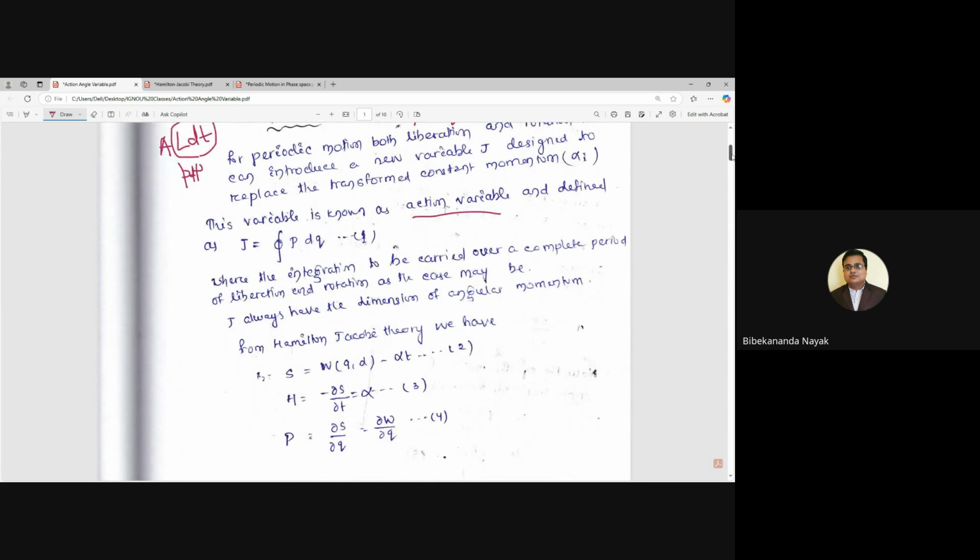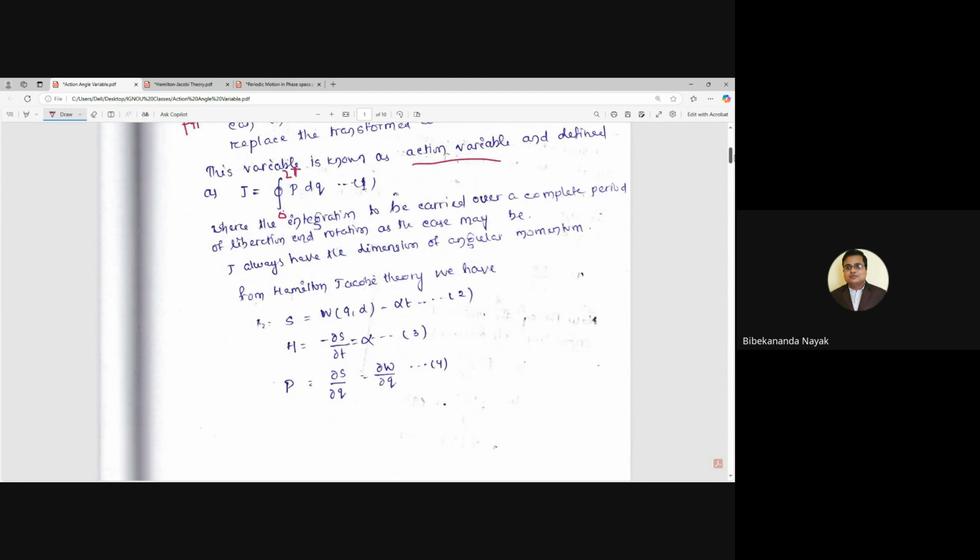But the integration has to be carried over a complete period. If it is a libration, it is a complete path over the period. For a rotation, it is the angle from 0 to 2 pi. J always has the dimension of angular momentum.